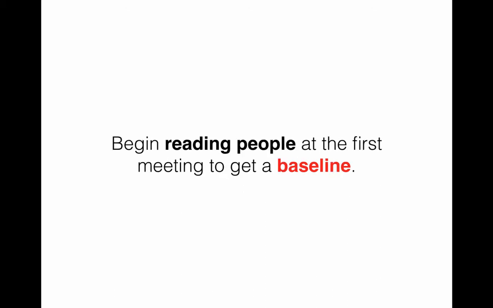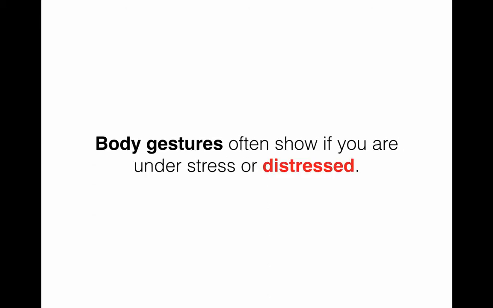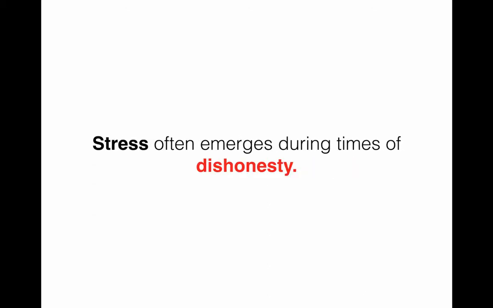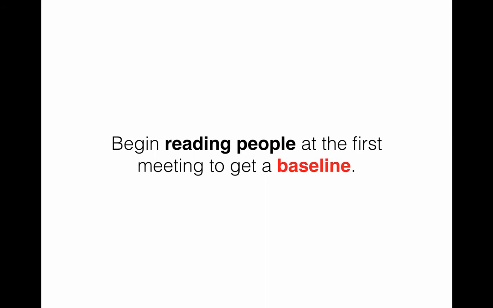Begin reading people when you first meet to get a baseline. Many people are nervous when first meeting others, and will often display indicators of discomfort. Body gestures often show if you're under stress or distressed, and stress often emerges during times of dishonesty. That's how body language is used to detect lies and dishonesty. You collect a baseline of gestures they use when they're under stress. Those same nervous behaviors when you first meet someone usually are the same body language they use when they're being dishonest.